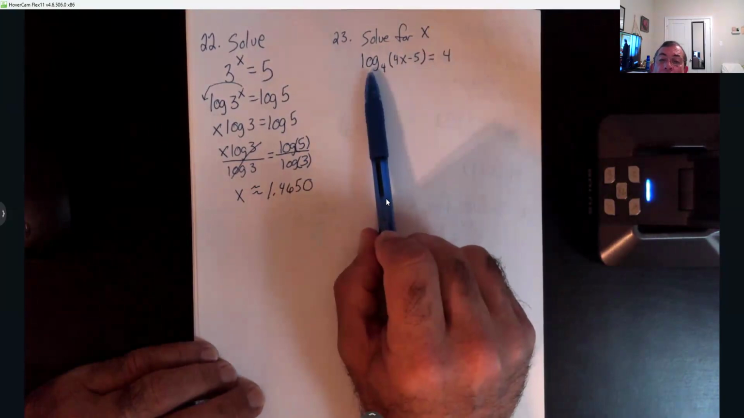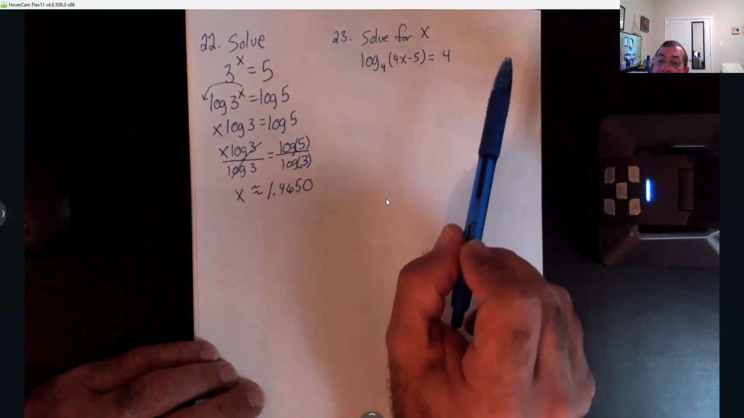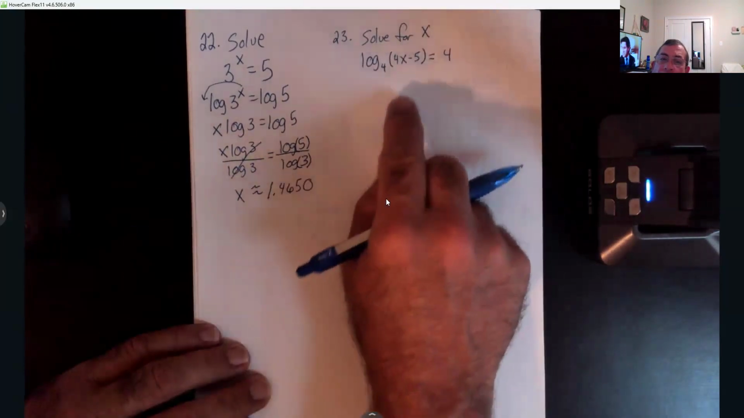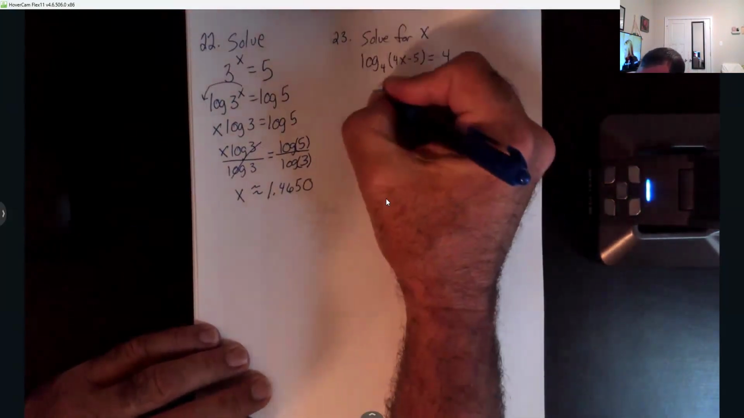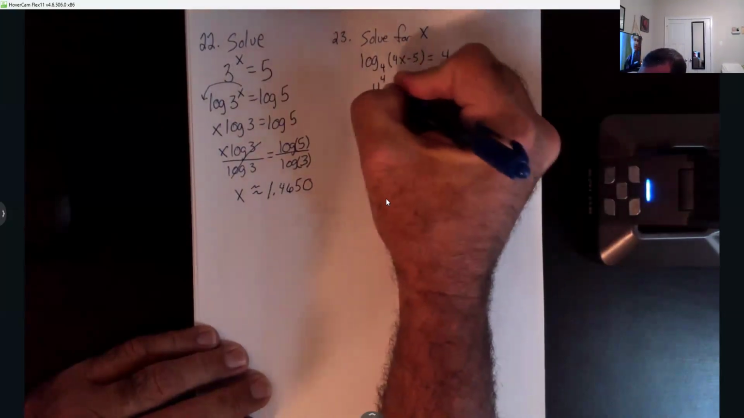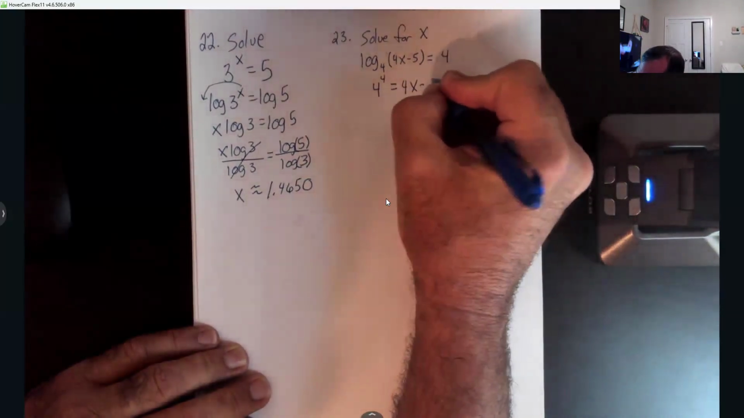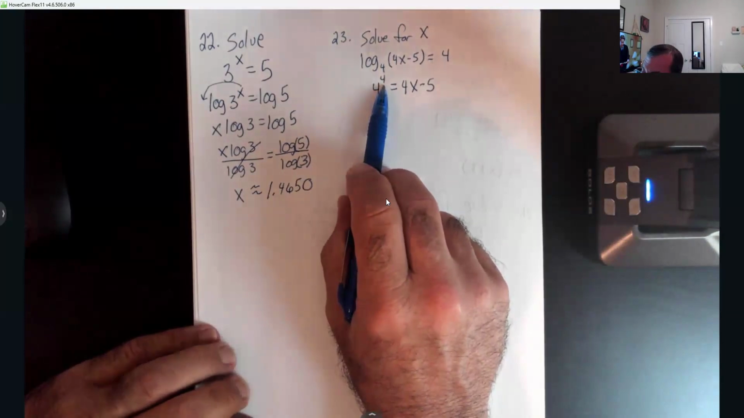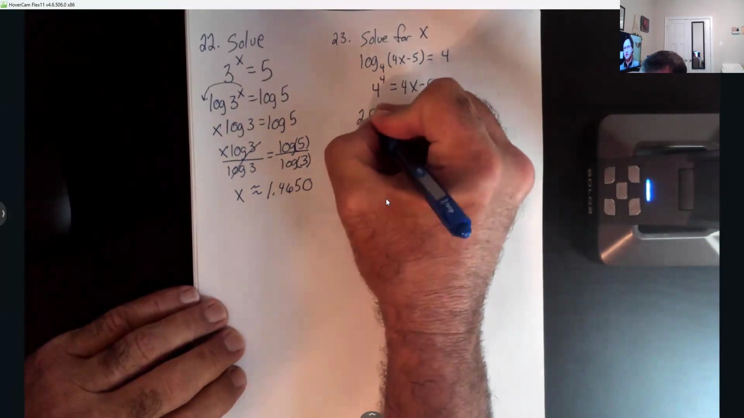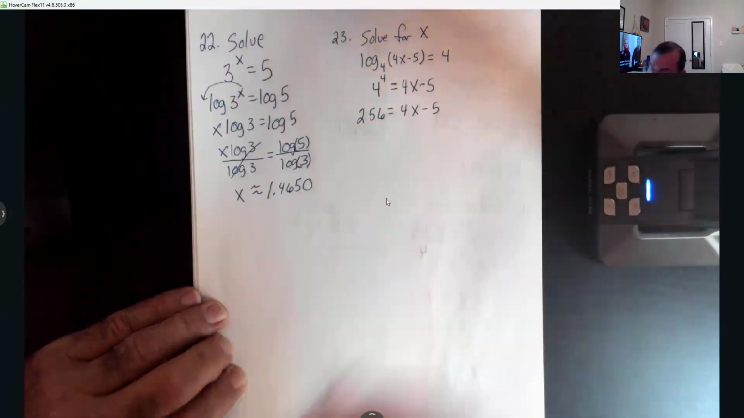So since I only got one log on the left side equal to a number, I'm going to rewrite this one as exponential. So that's why y'all had to do them problems, I think, around 14 and 15. So the base is 4. The exponent is 4. And that's going to equal that result, 4x minus 5. All right, so let's figure out 4 to the 4th power is 256 equal to my 4x minus 5.